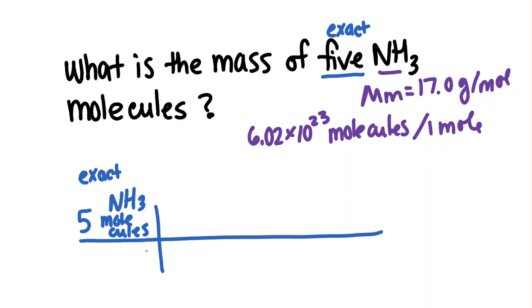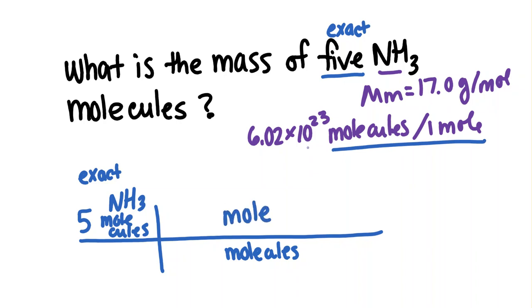Okay, then I want to figure out what to do next. So I see molecules up there, so I'll put molecules here. And then what should I go to next? Well, if I look at my conversion factors I came up with, this one has molecules in it. So according to that, I can go to moles. And if I need to make sure I put the number with the right one, it goes down here. And it's 1 mole.